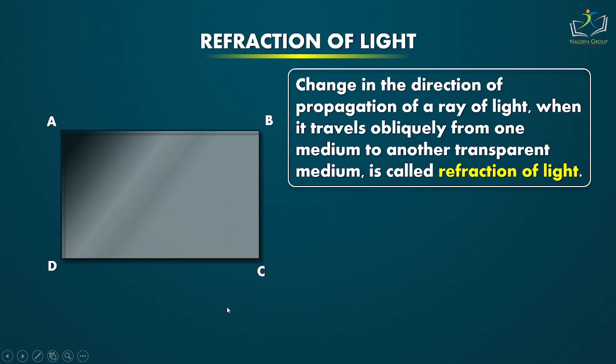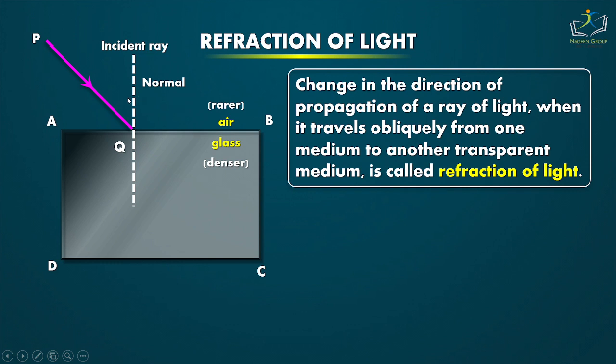Let's consider here A, B, C, D, a glass slab. One medium, which is outside the slab, is air. Another is glass, which is a denser medium. Air, we know, is a rarer medium. So here the incident ray strikes AB. What do you observe? When it moves from rarer to denser, instead of moving in a straight line, it bends.